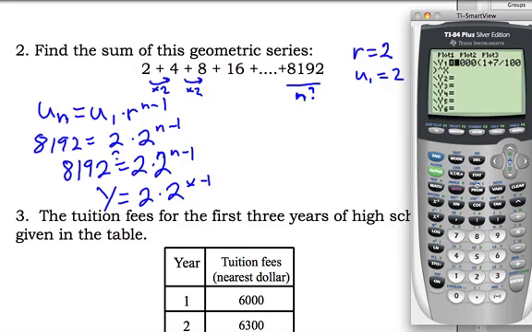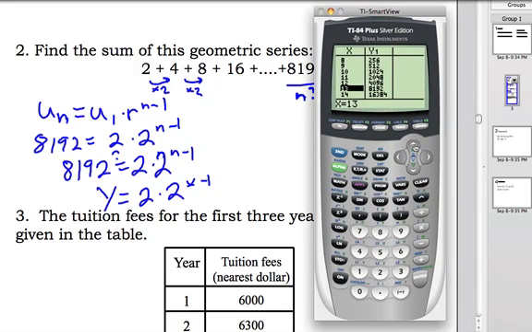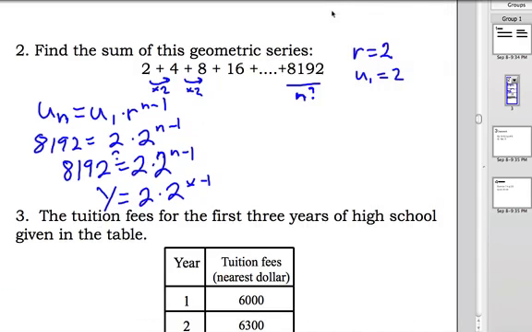So we have y equals 2 times 2 to the power of, need brackets, x minus 1, and second function graph, and we got the table. When does that equal 8,192? When x equals 13. So in this case, when x equals 13, it's 8,192, and so x equals 13. That means in our case here, n equals 13.